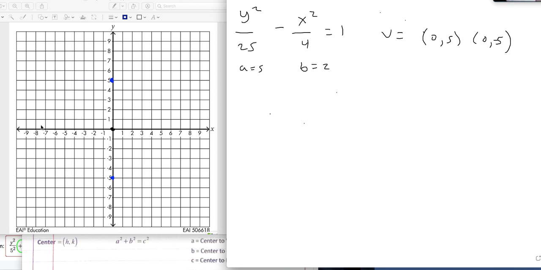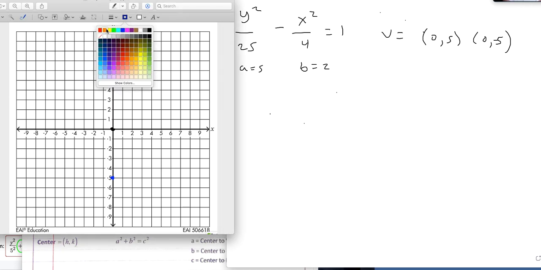To find the foci, I don't actually have to graph the rest of this, but I'm going to just because I think it's going to help with explaining the asymptote. So the other thing we know here is that b is 2. So if I go ahead and graph those points, then that would mean right here and right here would be the other side of that box.